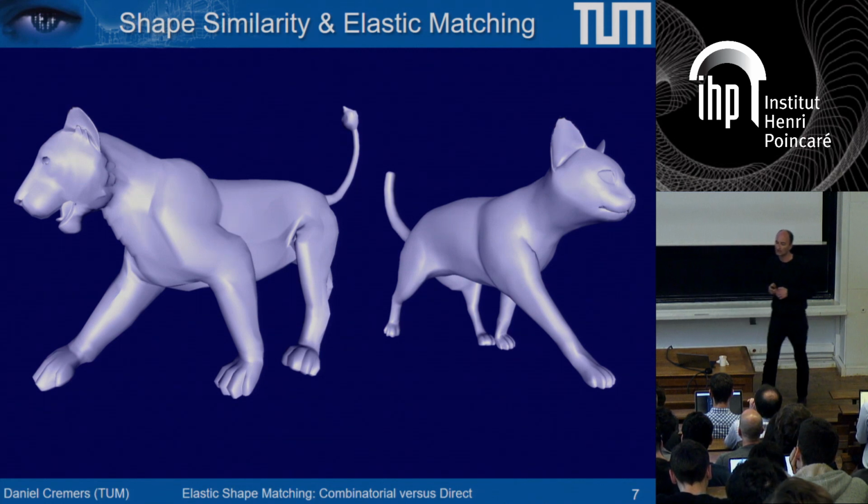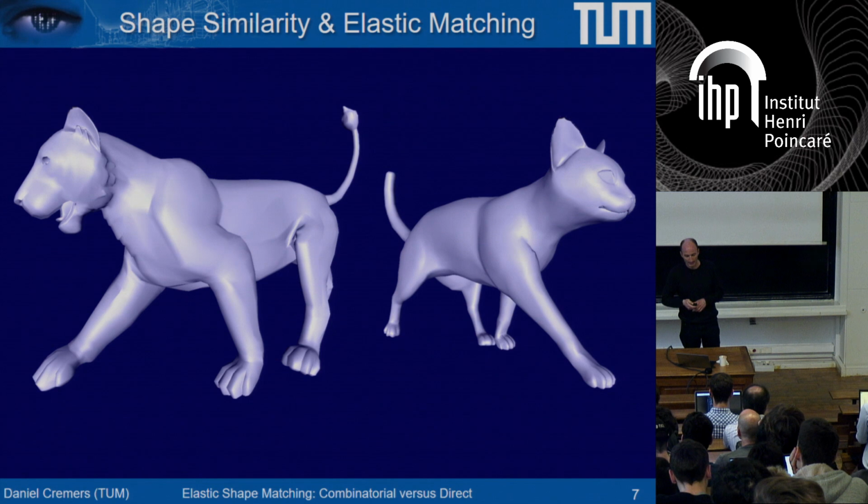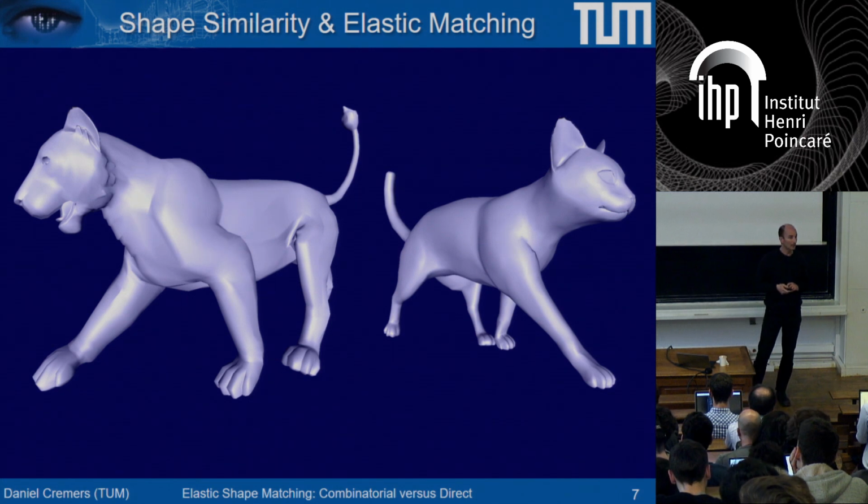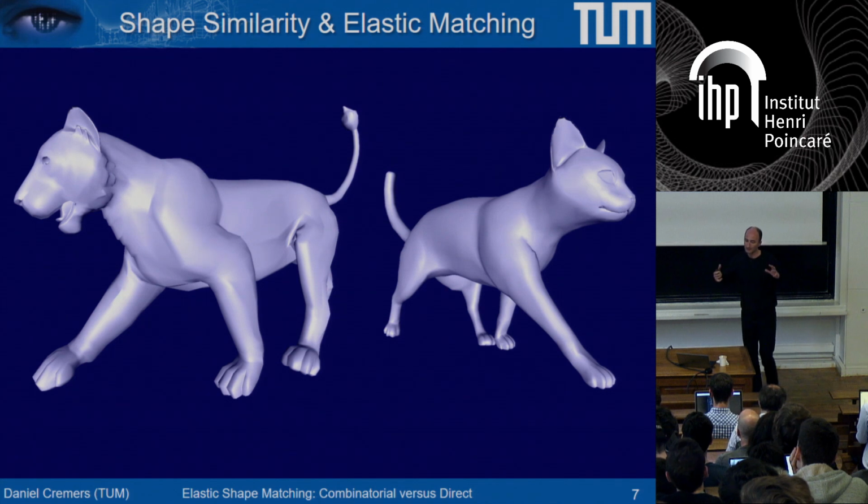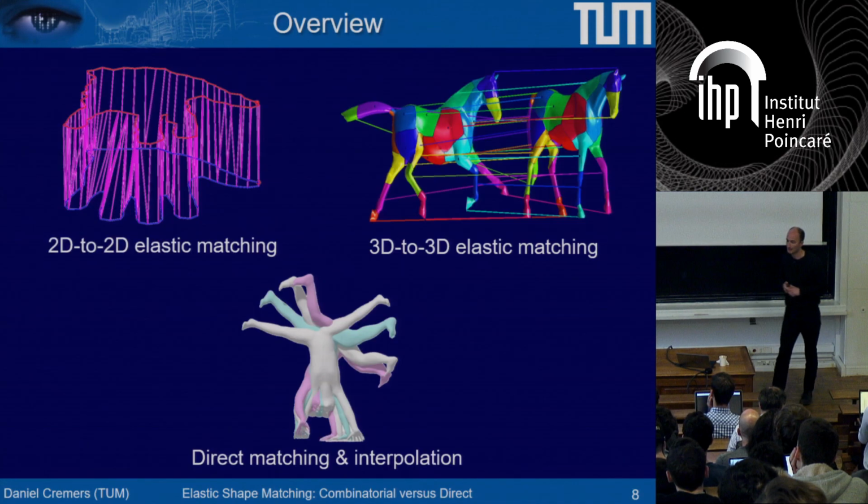In this talk, I will focus on elastic shape matching and computing correspondence and interpolating shapes, but there's always underlying the notion of shape similarity. Because ultimately, when you match two shapes, you can use the overall matching cost as a metric between the shapes, on the space of shapes.